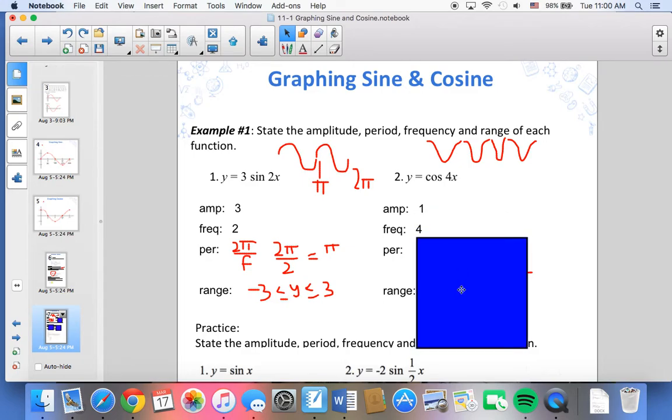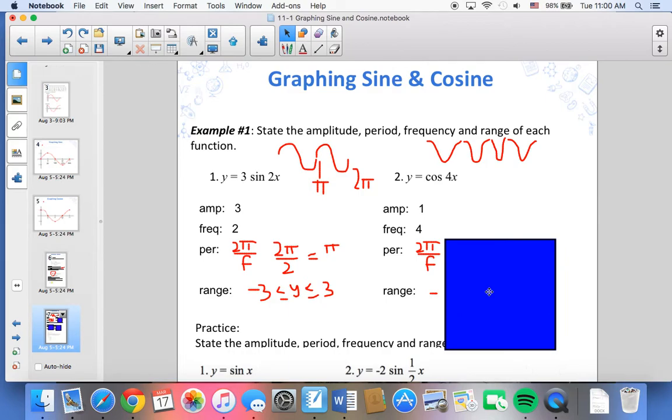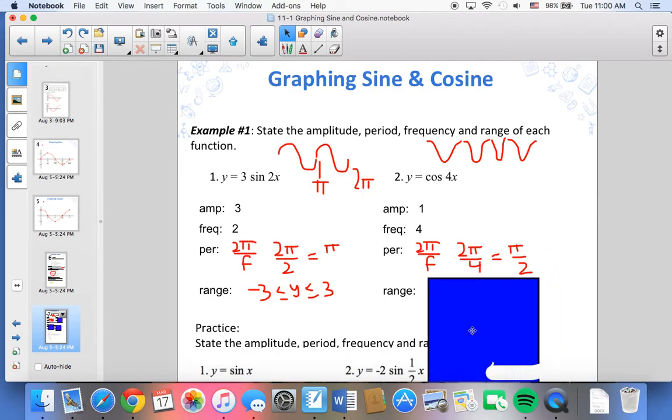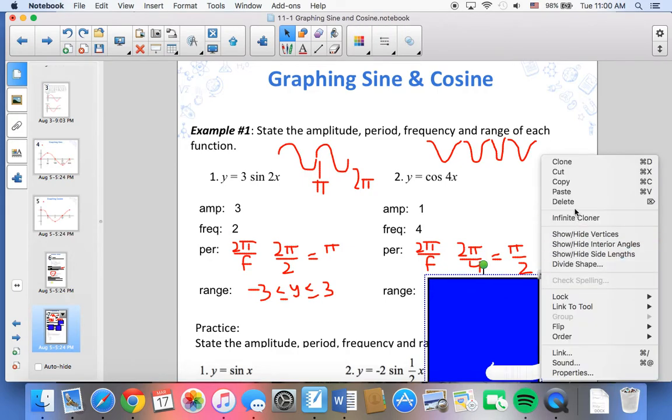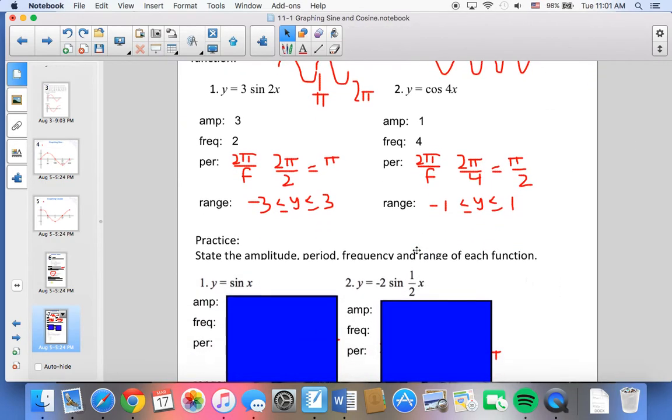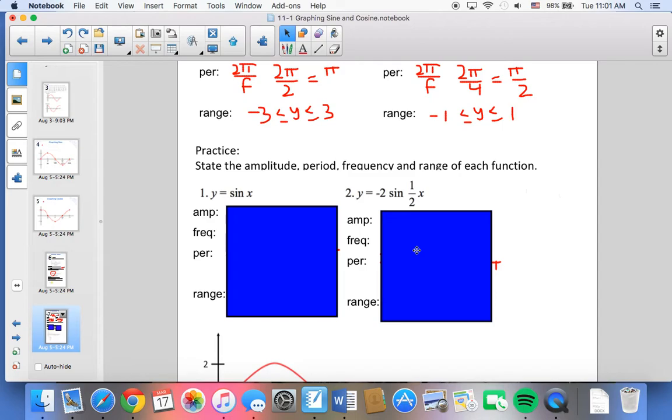Okay. Period formula is 2 pi over the frequency. So it's going to be 2 pi over 4, or pi over 2. I'm going to see one cycle ending at pi over 2. Then I'd have another pi over 2 that would bring me to pi. Then another pi over 2 that would bring me to 1.5 pi. And then another pi over 2 that would bring me to 2 pi. And the range is your lowest y to your highest y. So your range is going to be -1 to 1. All right, so if you'd like, pause the video and try these next 2.